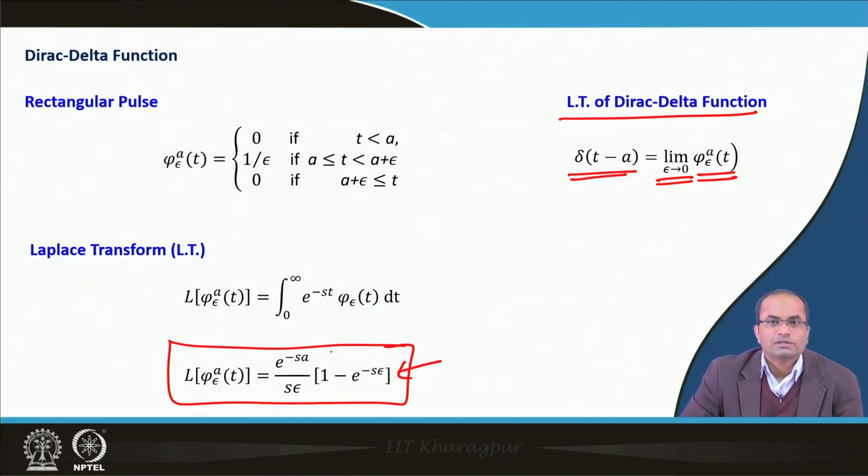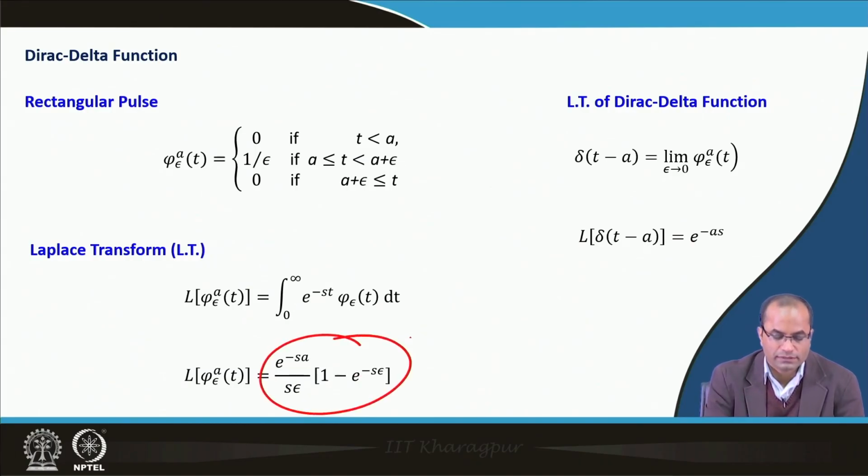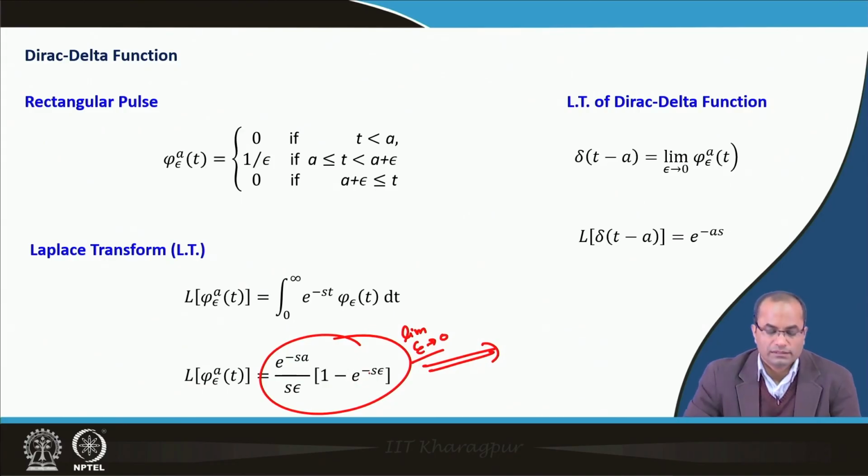So, here in this Laplace transform we will let epsilon go to 0, and we will get the Laplace transform of this Dirac delta function. So, the Laplace transform of the Dirac delta function will come as e power minus a s. How to get this? We will just set the limit here, and consider what will happen when epsilon goes to 0. When epsilon goes to 0, e power minus s epsilon goes to 1, so 1 minus 1. So, we get a 0 by 0 form when epsilon goes to 0.